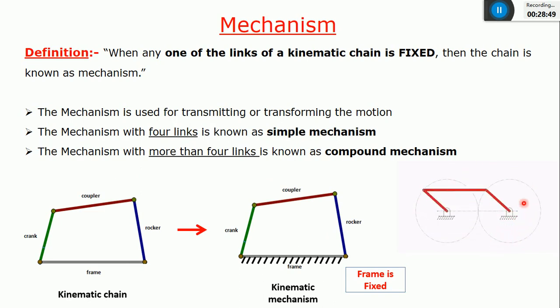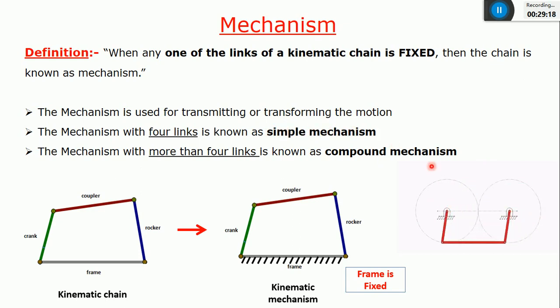As seen in the wheels of a train, they'll be connected like this only. The wheels of a train, they're connected using a 4-bar mechanism. And this mechanism is used to transfer the force. Okay, you are going to transfer the force from one link to another link. Okay, and since it is having only 4 links, I can call this mechanism as a simple mechanism.